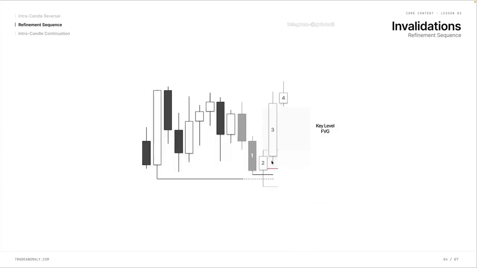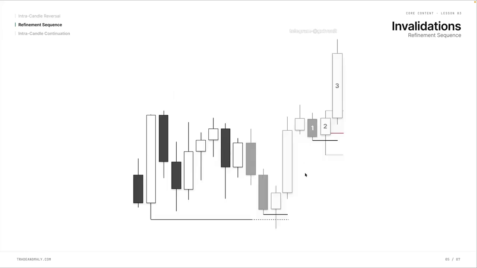Once price expands away from that C2 candle, you're going to wait for a key level to print. Once that key level prints, that key level is now your new refined key level. Once price engages with that key level and forms a C2 candle, you are once again going to mark out equilibrium of that C2 candle, and that becomes your new refined key level.